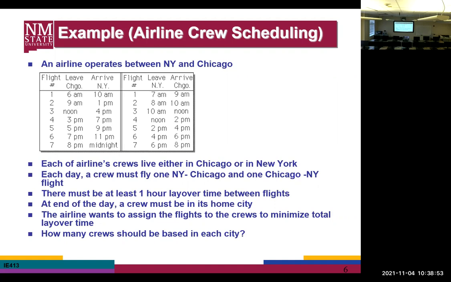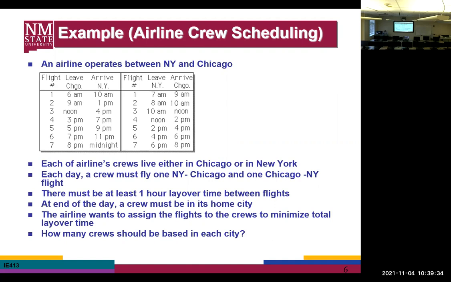And as can be seen here, an airline operates 7 different flights daily between New York City and Chicago. Okay, and the crews are based in either city and fly to and from the other city each day. Okay, so these are the basic rules. And also we need to consider the following restrictions. So let me read through them.